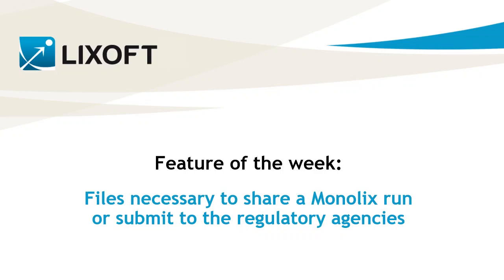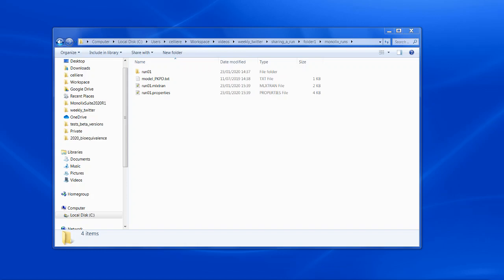Today I will explain the files necessary to transfer a Monolix run from one computer to another one, as when filing to the regulatory agencies, for instance. The central file of a Monolix run is a .mlxtran file.